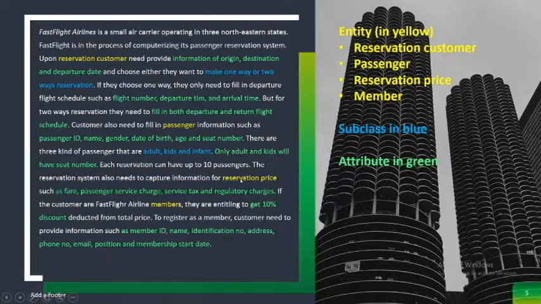Okay, the next entity is reservation price. Attributes for reservation price are fare, passenger service charge, service tax, and regulatory charge. And if the customer is a member, okay, member is one of the entities. So the attributes are member ID, name, identification number, address, phone number, email, position, and membership start date.